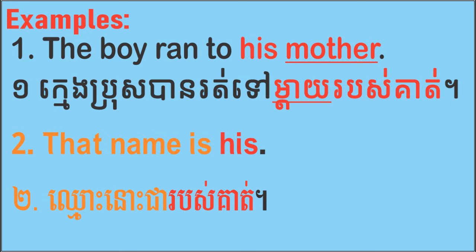Okay? Rule number 2 said his can be used by itself, used alone. Look at example number 2: That name is his. So "that name is his" means "that name is his name." Okay? So his has a possessive pronoun plus a noun in there. It just doesn't show you, but it's actually written in there.